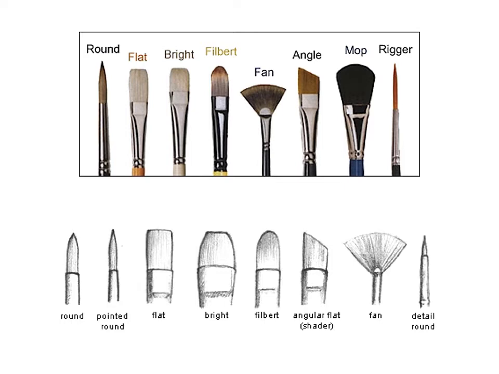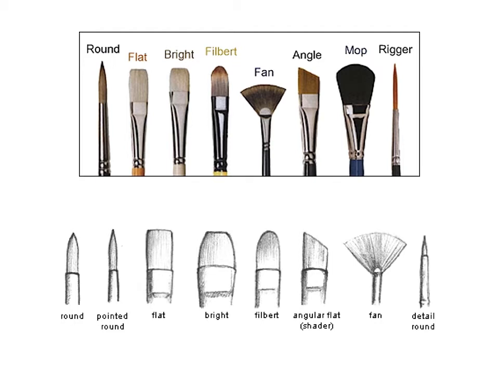For the most part, as I mentioned in the first week, going over the materials and syllabus, the main ones you really need to get are the rounds and the flats. The additional ones are also nice, especially when you get into finessing the paint more. But a lot of the tricks that you could use a bright or filbert for, oftentimes you could use a flat.